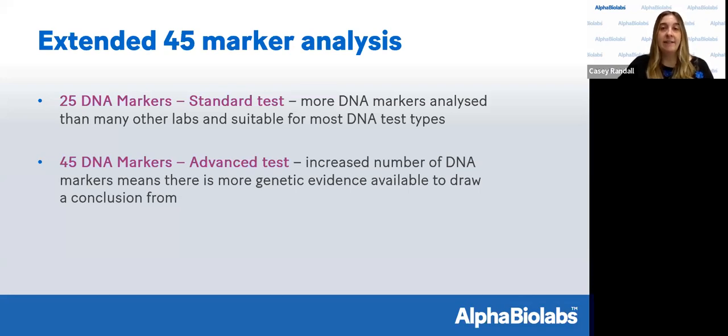The standard test is more DNA markers than many other labs, and it is suitable for most DNA test types. It's a very powerful test and it is a good test. However, with the 45 marker test, you have an increased number of markers, which means that there is more genetic evidence that we're able to draw a conclusion from.